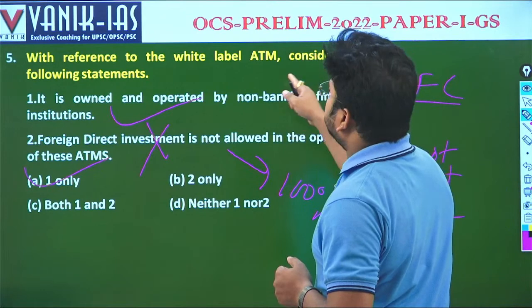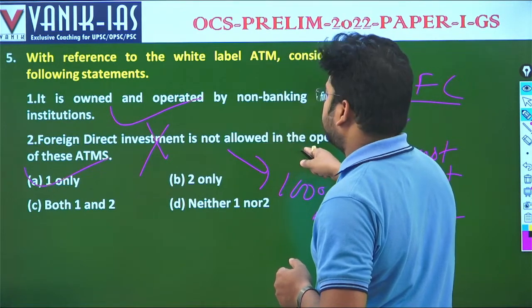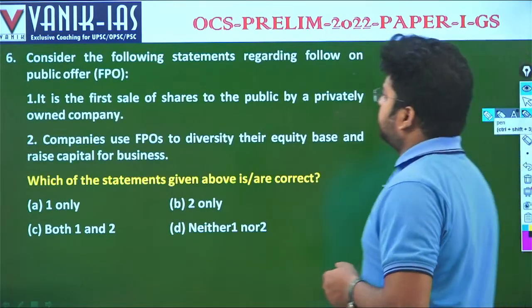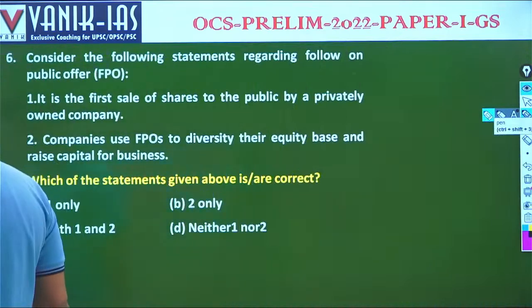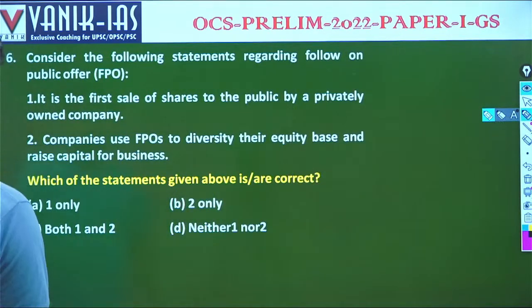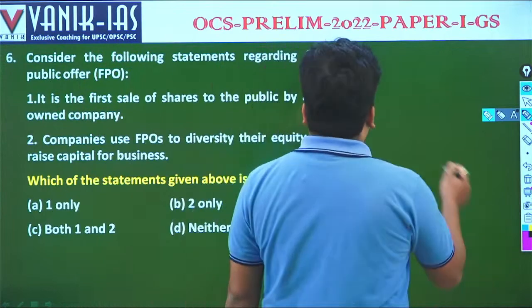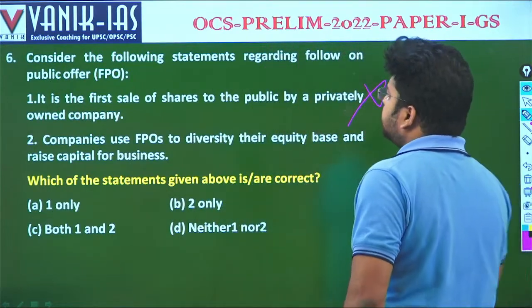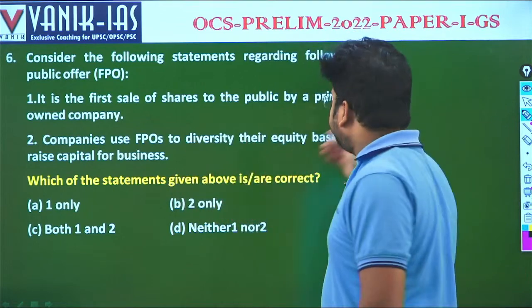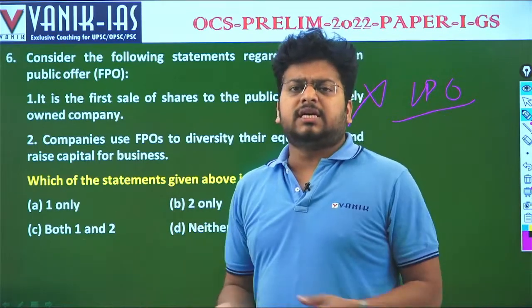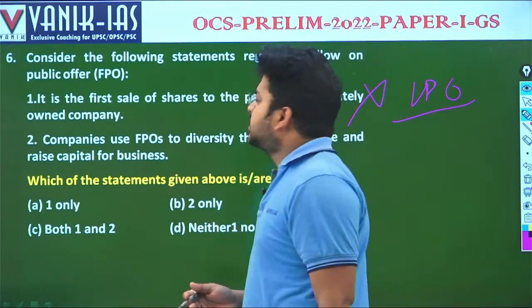It is correct. Yes. So 1 only is right. Next question. Consider the following statements regarding follow-on public offer, FPO. It is the first sale of shares to the public by a privately owned company. No, that is wrong. IPO is the first, right? After IPO there is FPO. Any company, to increase their shares, can issue an FPO, like Adani recently issued.